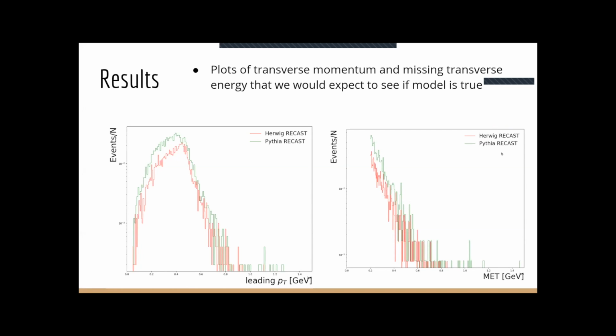And so when we run this model, we can produce some results. And so you can make plots of the transverse momentum and the missing transverse energy of the b quarks that we expect to see if this model were true. And so you can see the two graphs here using Pythia and Herwig inside of RECAST. And so you can see they agree fairly well. There's some slight deviations from the difference of how the two do the showering.